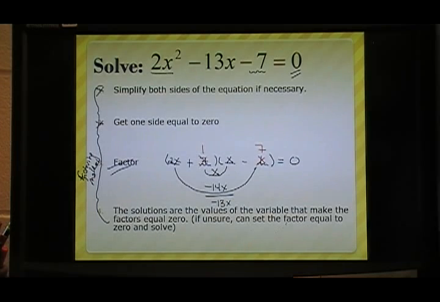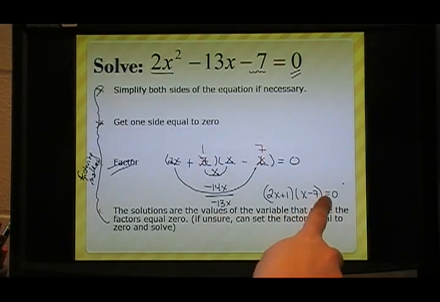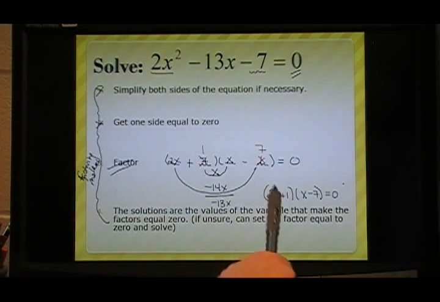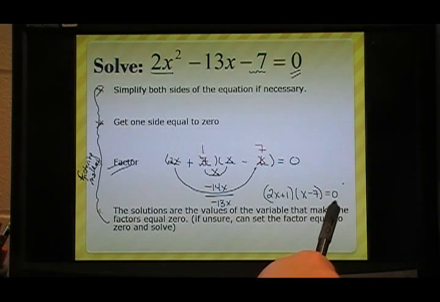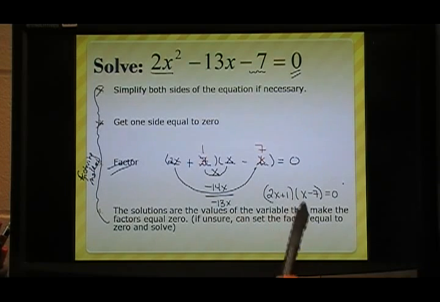So what I have right now is 2x plus 1 times x minus 7 is equal to 0. So I have this times this is equal to 0. And I know that the only way mathematically I can multiply two things and get it equal to 0 is if at least one of those two values is 0. So my solutions are going to be any values of x that make those factors equal 0.